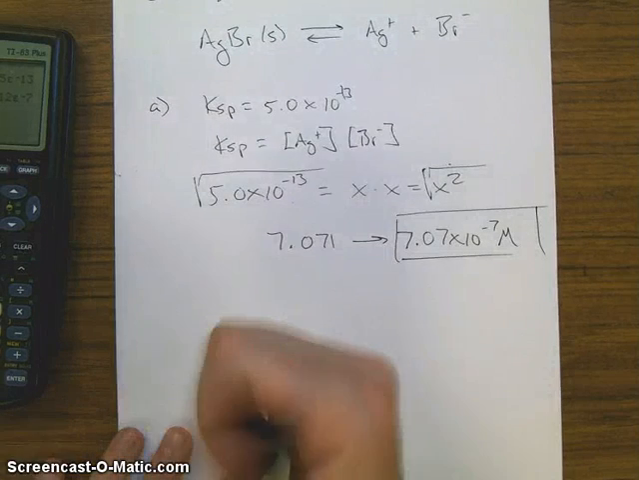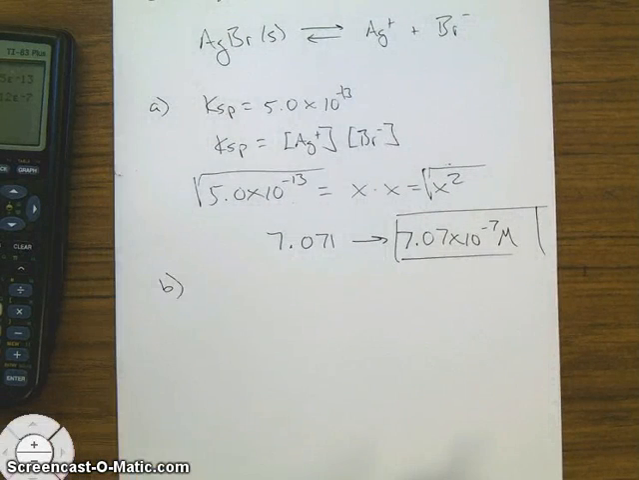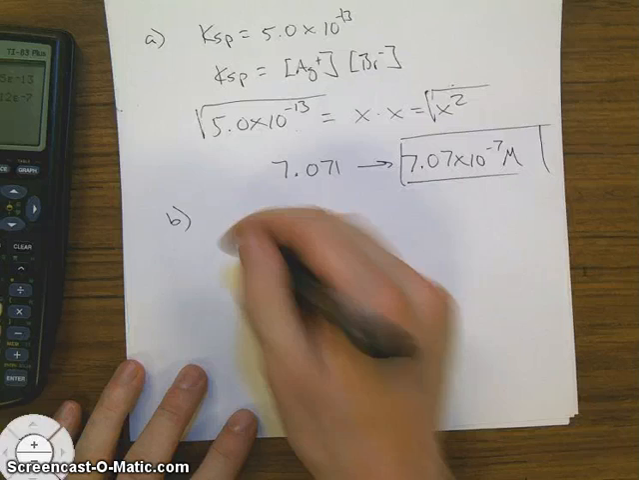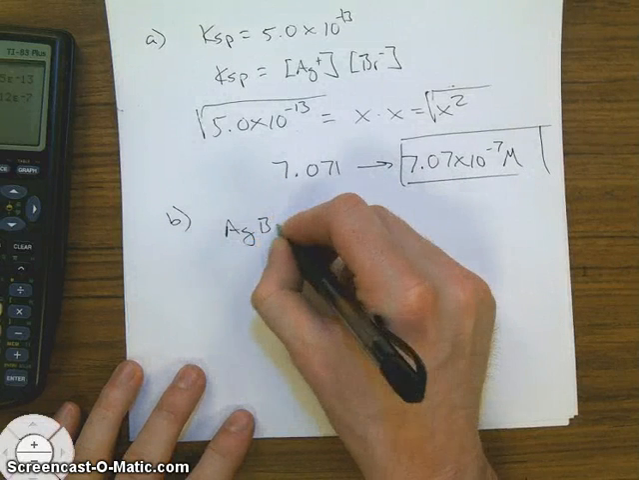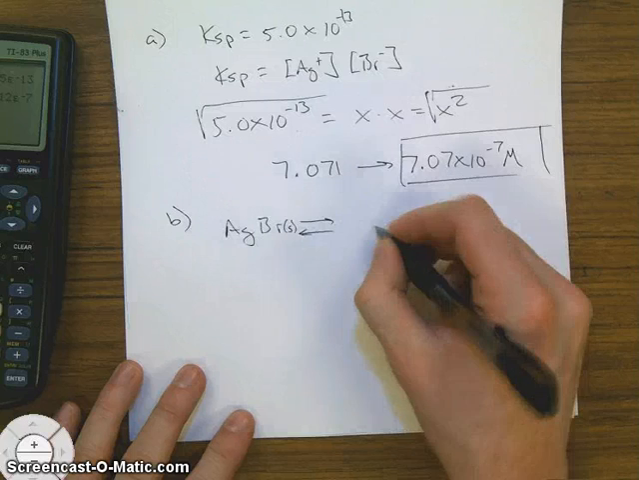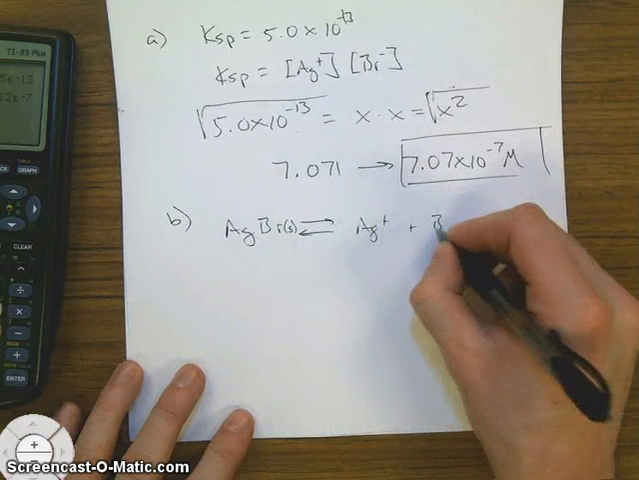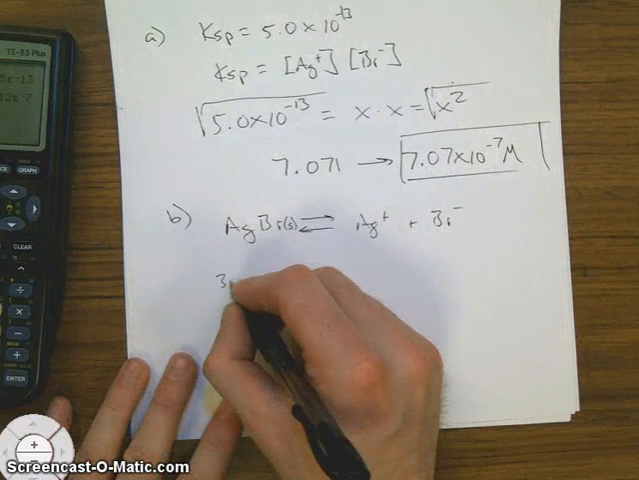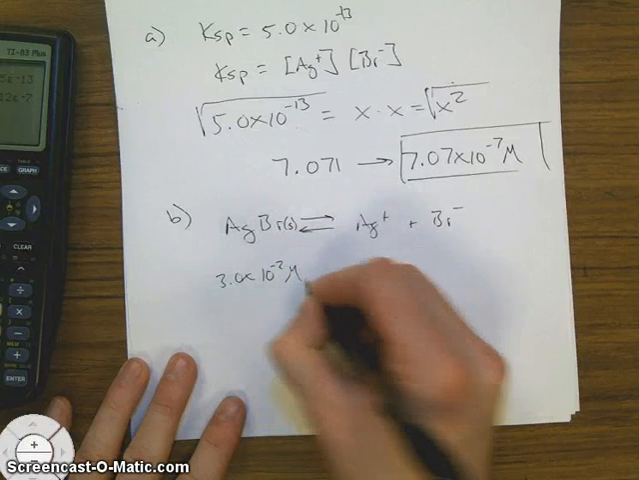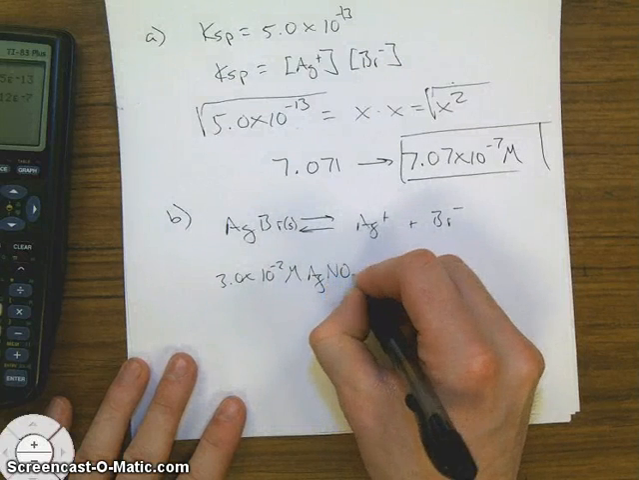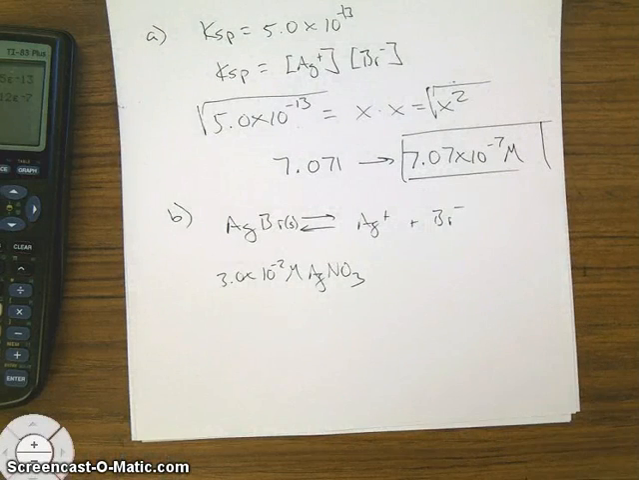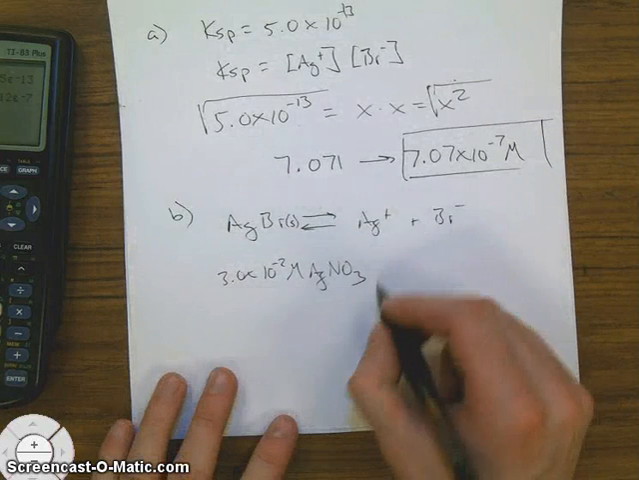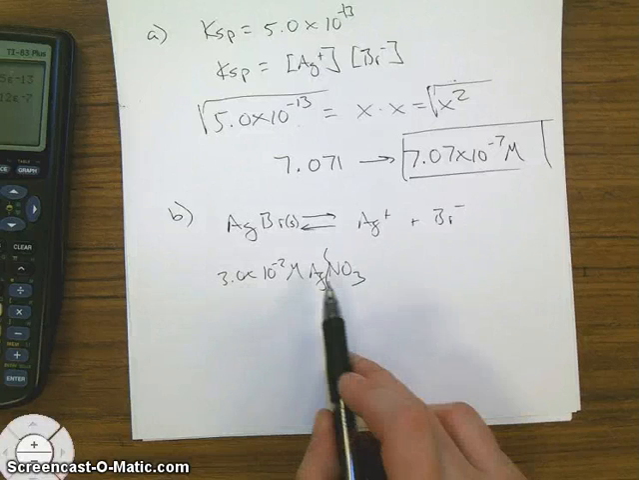Continuing on with problem B, which is the same salt dissolving, silver bromide, but now they've given us a new situation. Again, silver bromide is in equilibrium with the solution, forming silver ions and bromide ions. But now they're telling you that you're adding in a solution that is 3.0 times 10 to the negative second molarity of silver nitrate. Silver nitrate is a strong electrolyte, meaning it totally dissociates. So this is actually breaking apart, and you have that concentration of silver ions and nitrate ions.